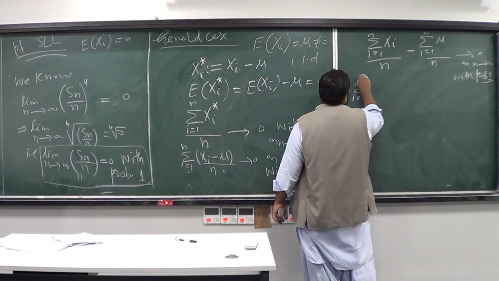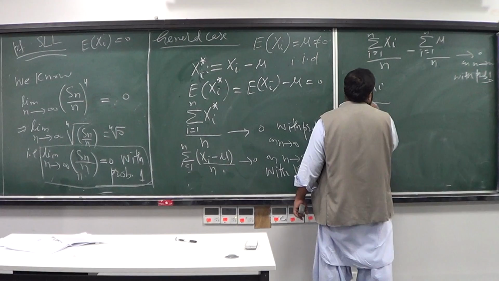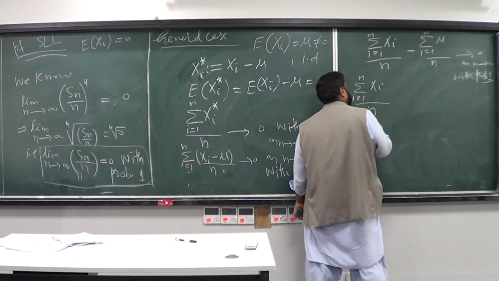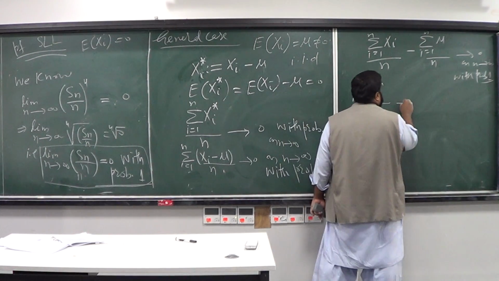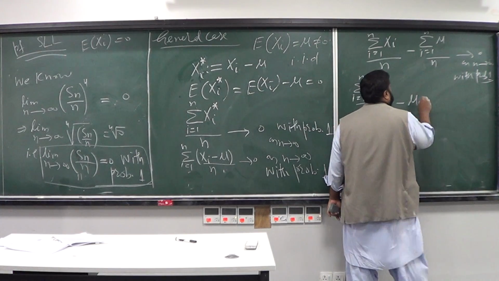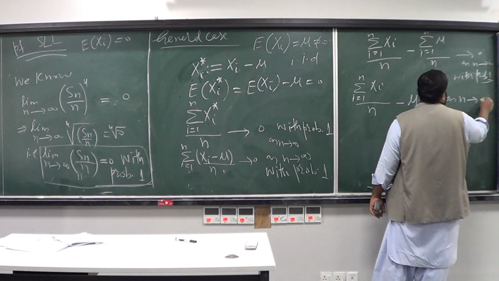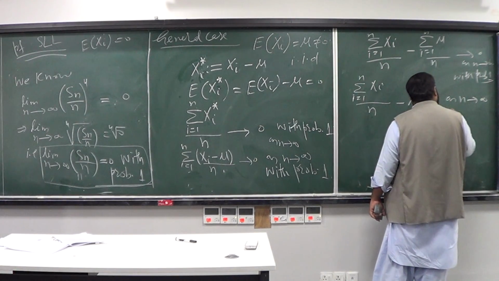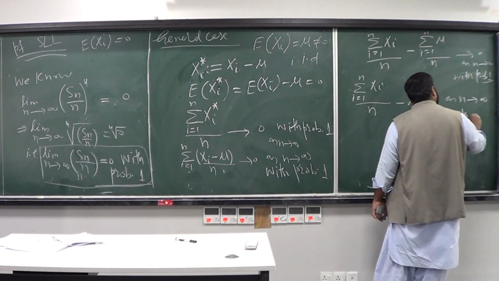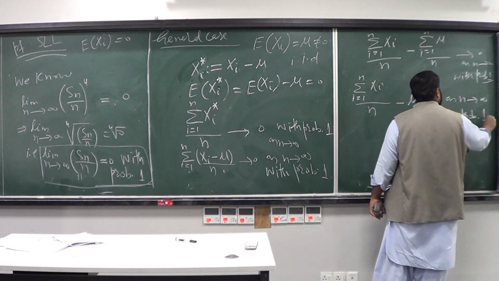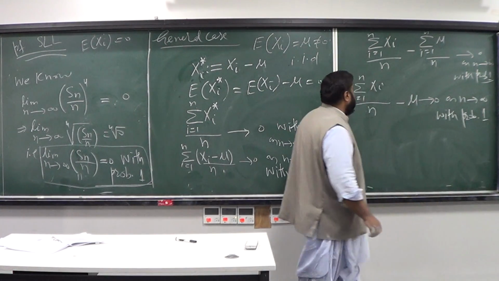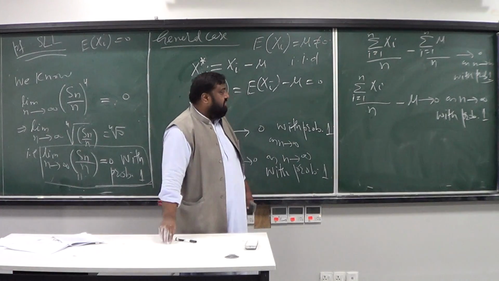the sum from i equal to 1 to n of xi divided by n, the difference of the sample average minus the actual average, goes to 0 as n goes to infinity with probability 1. And this is what you needed to prove actually. This is what you need to prove.